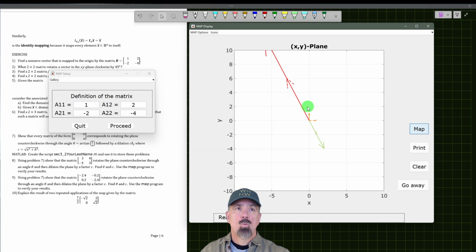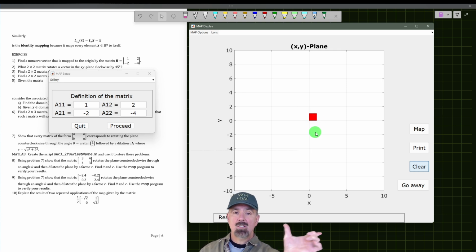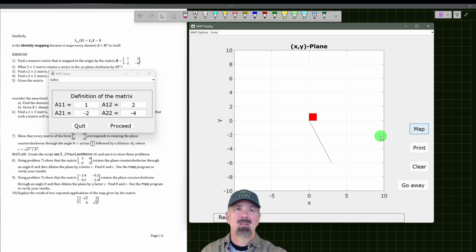An even better option, one that I prefer to use over the standard basis vectors, let me hit the clear, that will clear out all the picture. I can come in here and select unit square. So the unit square includes the two standard basis vectors along the edges, right? But then it also includes an infinite number of vectors on the inside here. And we can see where all of those vectors get mapped. So when we do the map command, what we notice is all of those vectors get mapped onto a line. And then we map again, and we stay on that line.